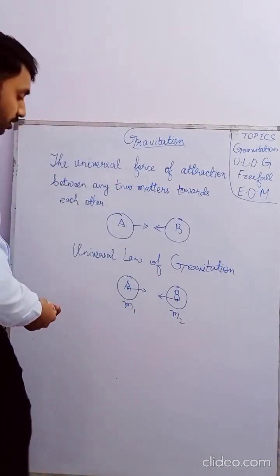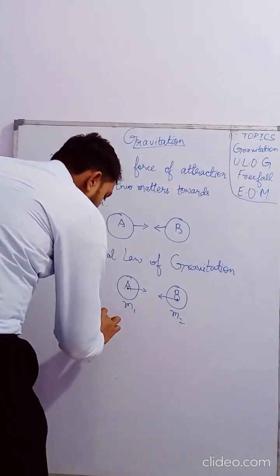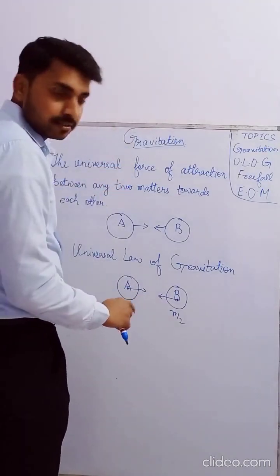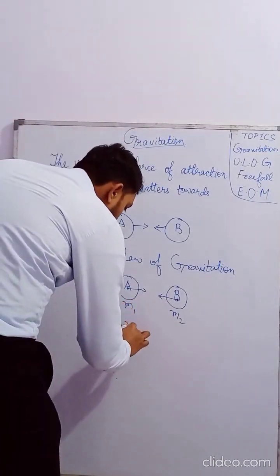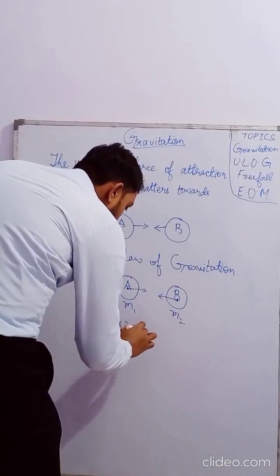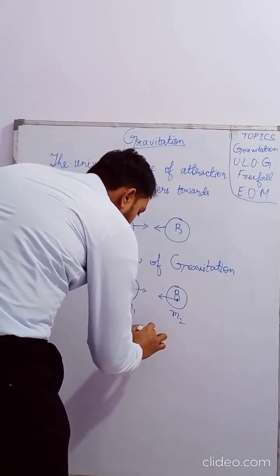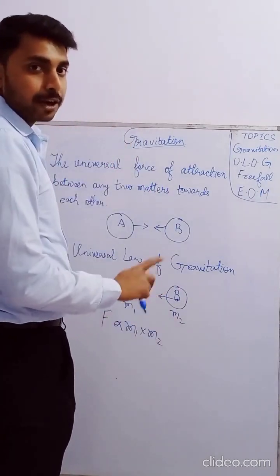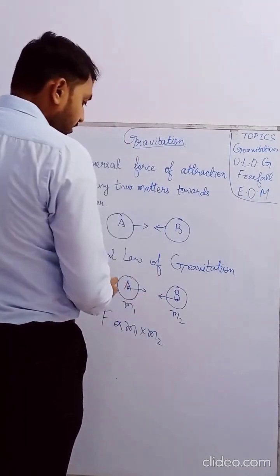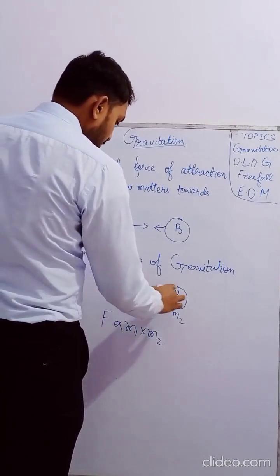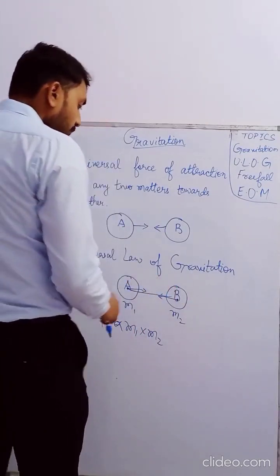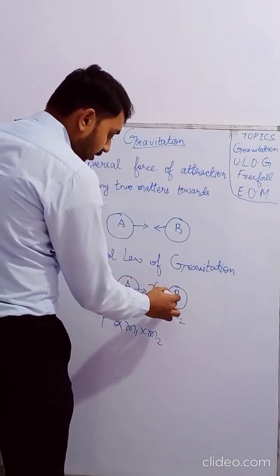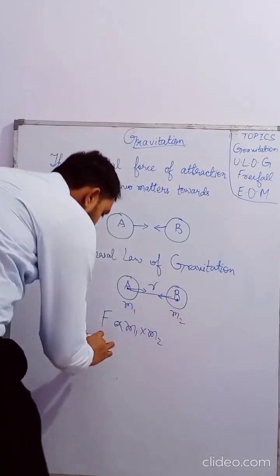As per the definition, the force of attraction is directly proportional to the product of their masses, so the product of their masses will be m1 into m2, and it is inversely proportional to the square of their distance. Let us consider the distance is r, and we take r from the centers of their masses.